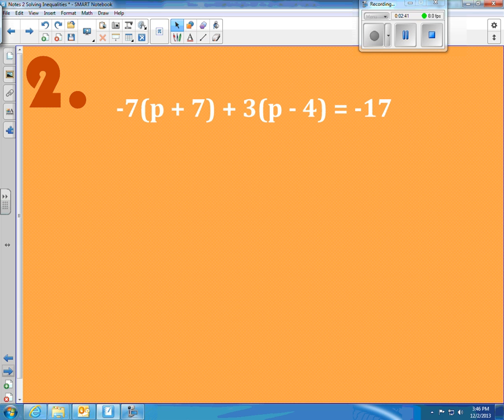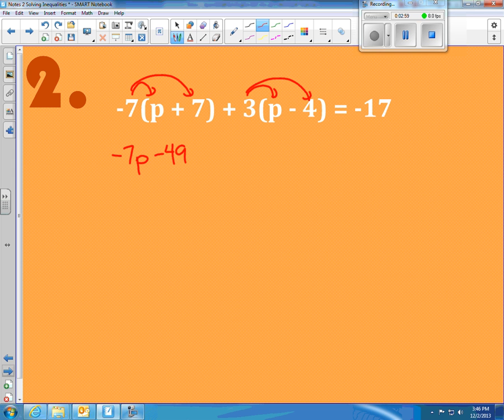Problem 2, we see that there are some parentheses, and they're both on the same side of the equal sign. So we're thinking distributing and more distributing. So multiplying again, we get negative 7p, and here we have a negative times a positive, so we get negative 49 plus 3p, and 3 times negative 4 gives us negative 12 equals negative 17. Let's write that a little neater for you. Negative 17.